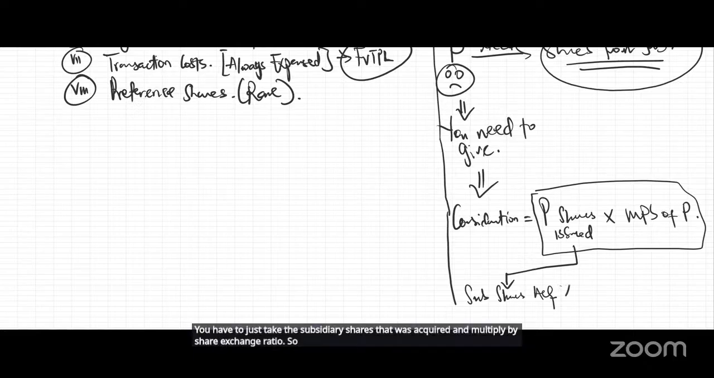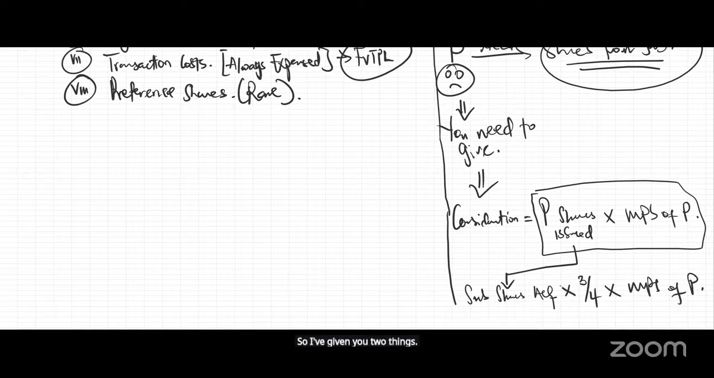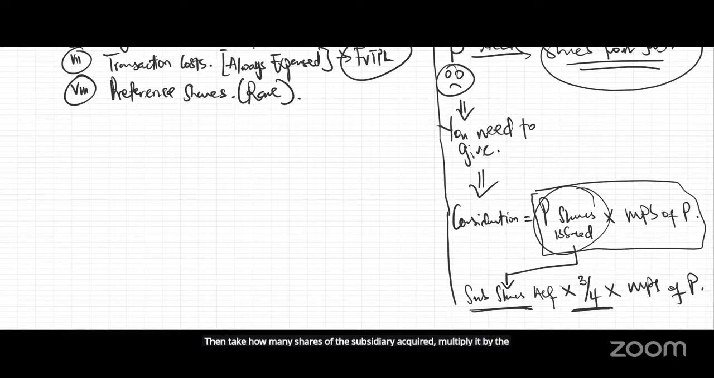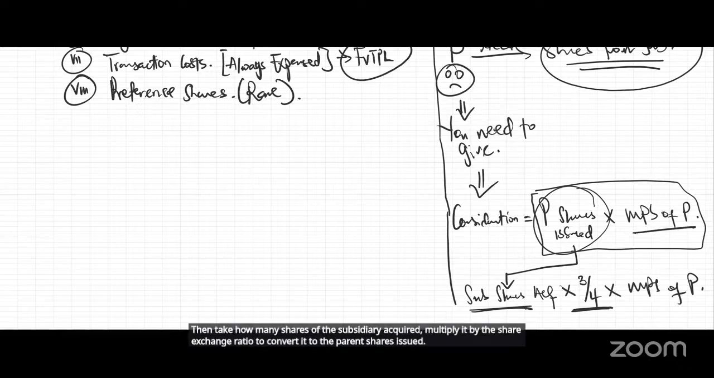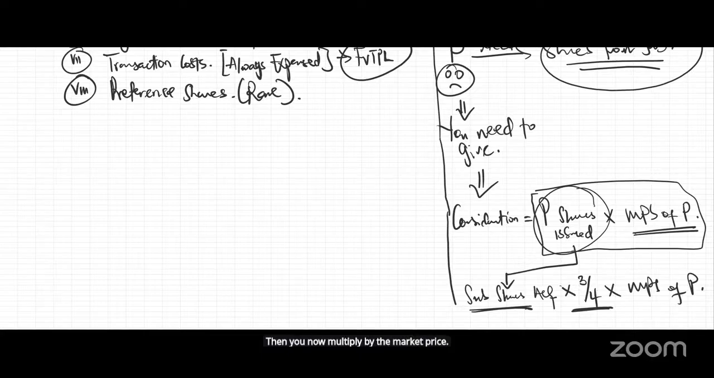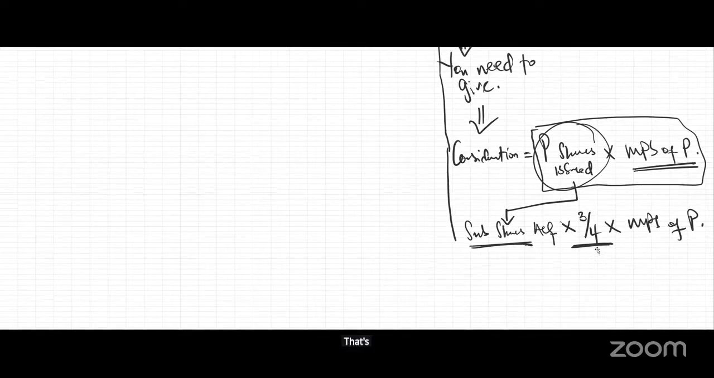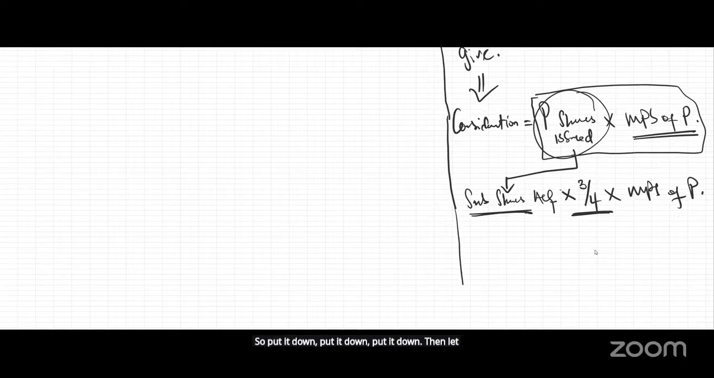So they'll tell you, oh, 3 for 4, right? Then now this gives you the parent shares issued. Then you can now multiply by the market price per share of the parent. So I've given you two things, right? If you don't see parent shares issued, then take how many shares of the subsidiary acquired, multiplied by the share exchange ratio to convert it to the parent shares issued. Then you multiply by the market price per share of the parent. Did it make sense? Yes, sir. So put it down. Then let's take some simple illustrations.